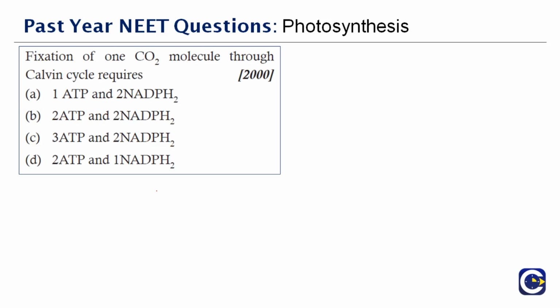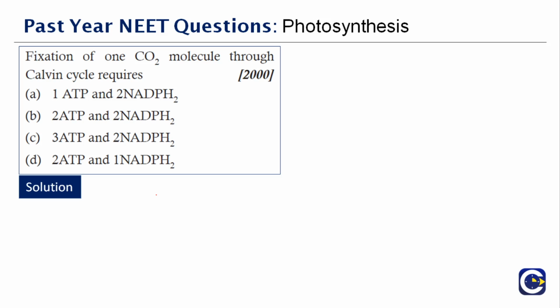Okay. Next question here. Fixation of one carbon dioxide molecule through the Calvin cycle requires dash. This question was asked in the year 2000. See, when we talk about photosynthesis, we always have a major role played by carbon dioxide, right? Daytime it does a process, and nighttime it does a process. Now 2 ATP molecules are required for the conversion of PGA into 1,3-phosphoglyceric acid and 1 ATP during conversion of glyceraldehyde.